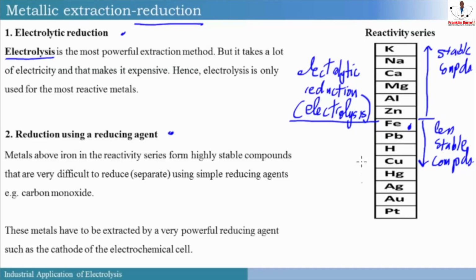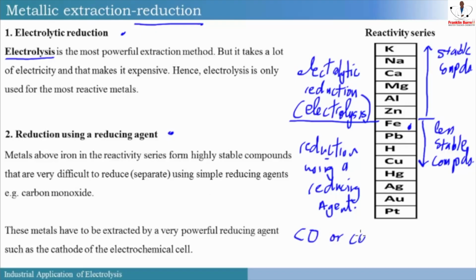Those below iron, for example your iron(III) oxide, and so on, will now be separated using a reducing agent. So the process is reduction using a reducing agent. Now, what's an example of a very good reducing agent? Well, carbon is normally used, but carbon in the form of carbon monoxide or carbon dioxide. These are very good reducing agents.